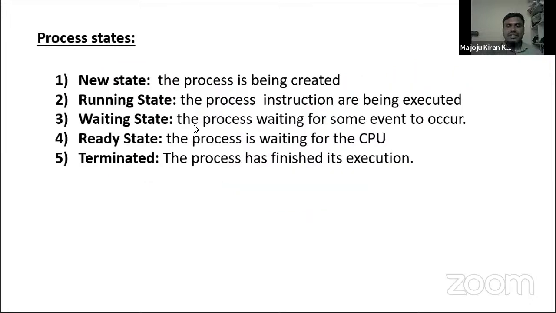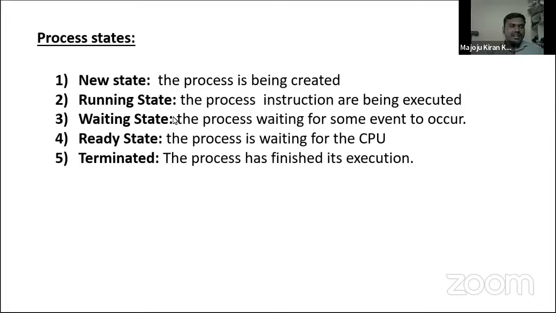Okay, let us see all these states now. The new state means the process is being created. When an application program is initiated, as I have said, the application program is loaded from the secondary memory into main memory, then a process is created. That is called the newborn state or the new state. And what about the running state? The running state is nothing but when the process starts execution.